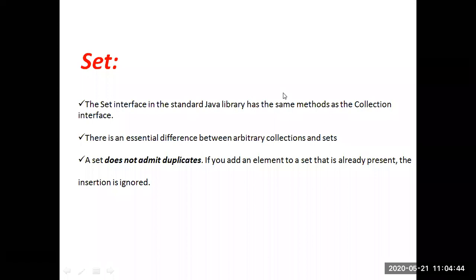Previously we have seen three data structures: how to implement linked list, how to implement stack, how to implement queue. Now we are going to see another collection called the set. Like the queue, for the set also there is a separate interface in the Java collection, called the set interface, available in Java for creating sets.